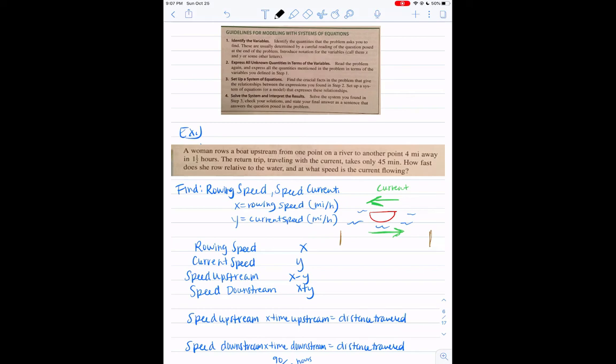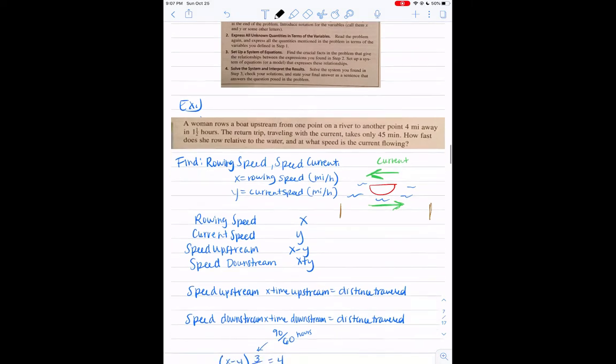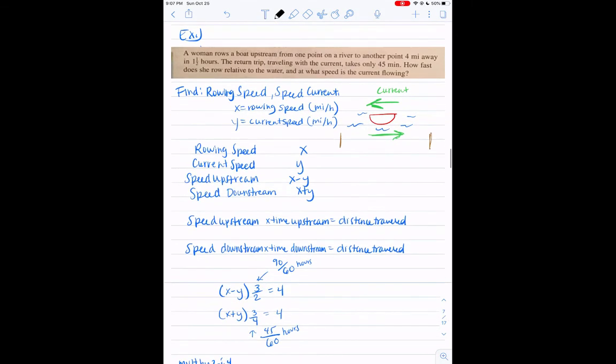And then we set up a system. We want to find facts that relate the expressions and variables we found in the previous steps, and then we set up a system of equations. Then we solve the system and interpret the results.